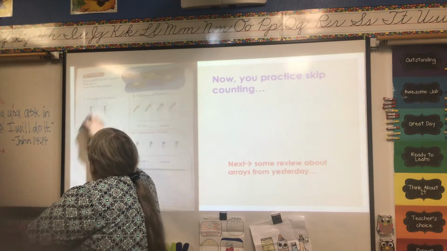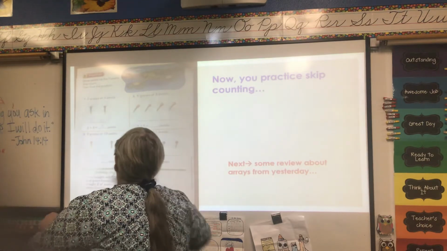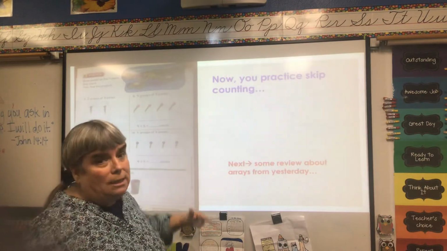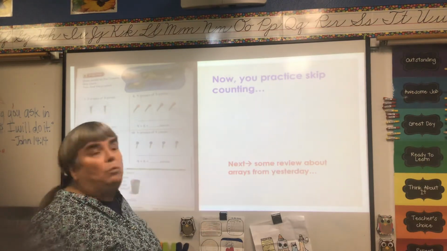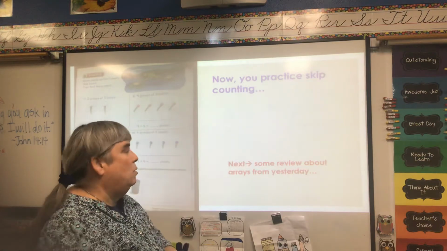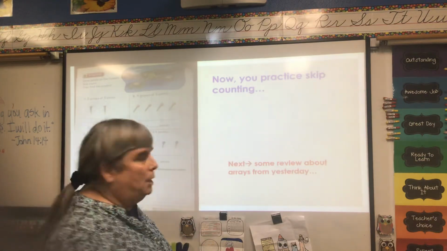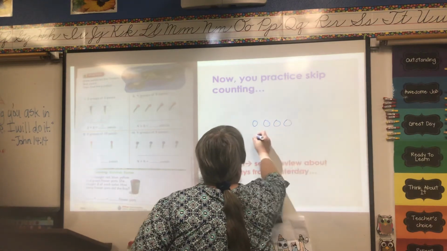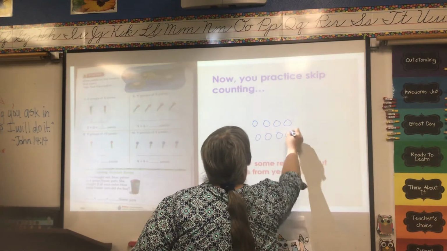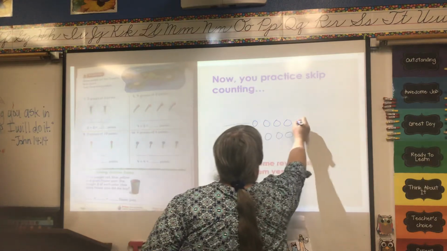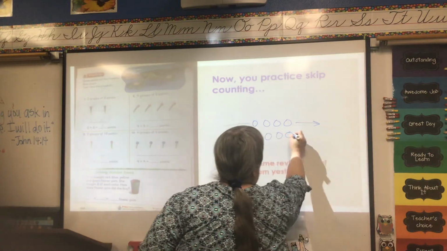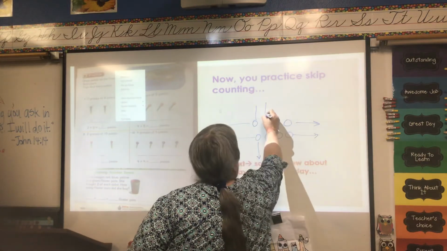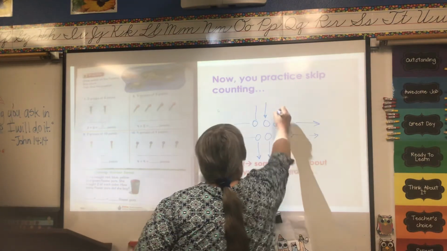Okay, so if you finished that whole page and you did quite well, you could give yourself another pat on the back. The next thing we have is a little review. So we're going to review about arrays from yesterday. And remember, an array has rows and then it has columns. Rows go this way and columns go this way.